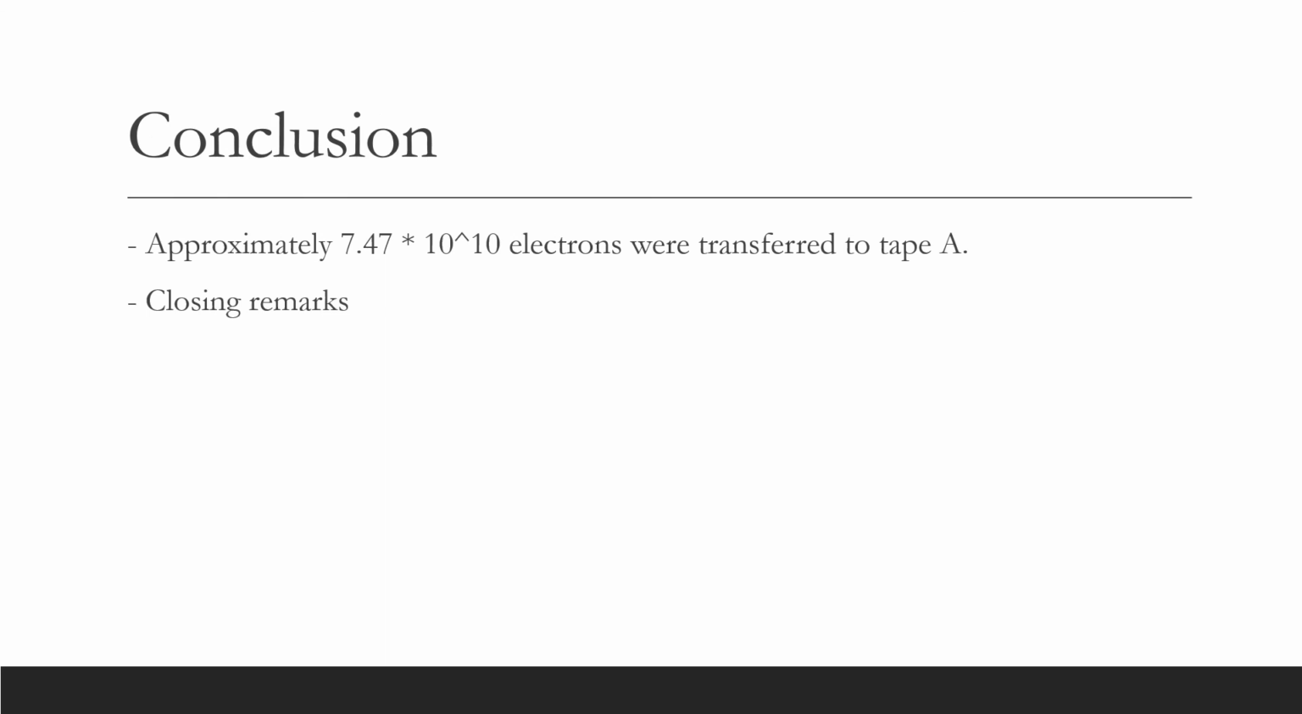In conclusion, we approximately found that 7.47 times 10 to the 10th electrons were transferred to tape A. This allowed for a separation distance of 2.5 centimeters when tape B initially moved. With this experiment, we were allowed to see how transferred electrons can affect interactions between objects, which seemed to be a pretty cool thing in my opinion.